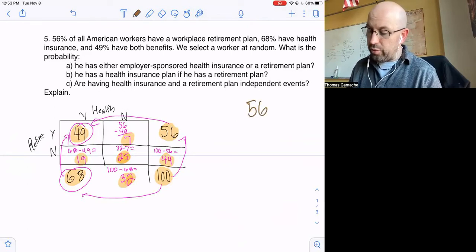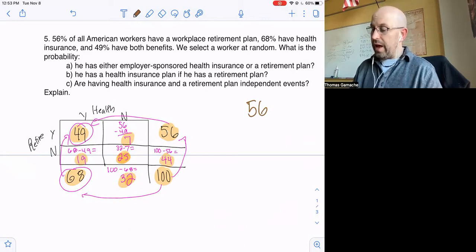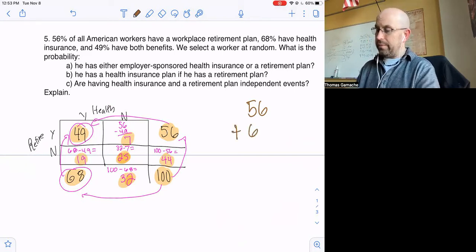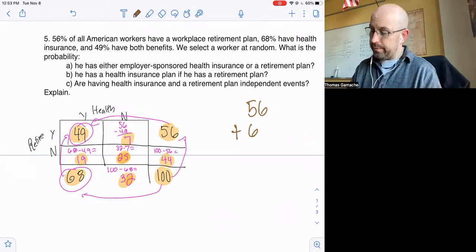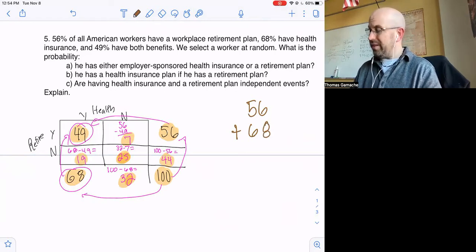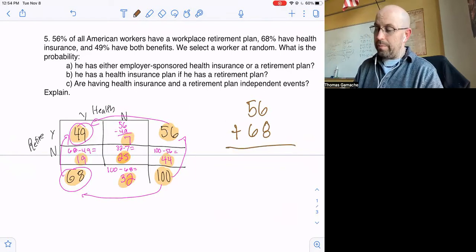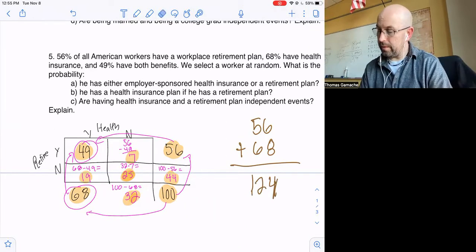I have those who have health insurance, which is 68, which I'm going to add these up. It's wonking out on me. That's okay, I can make it work. I'm going to notice something. I'm getting a big number here. I'm getting 124. Wait a second, that number seems really large. Why is that happening? Maybe you know, maybe you don't.